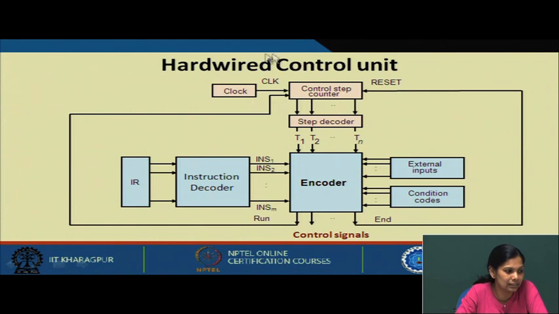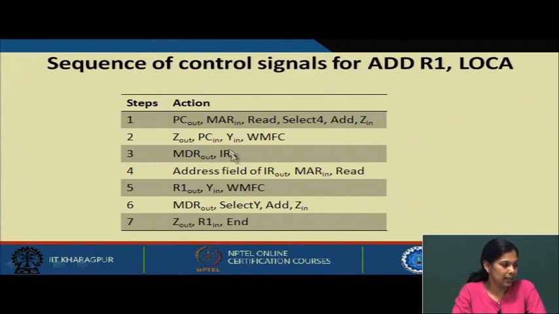But you see this entire structure. What is it doing? It is generating control signals. How? Depending on which instruction it is, which step it is, and whether there are some external inputs, the encoder will generate the control signals. We already know this is the sequence of control signals for add R1, LOCA. For add R1, LOCA, these are the set of steps that are executed.